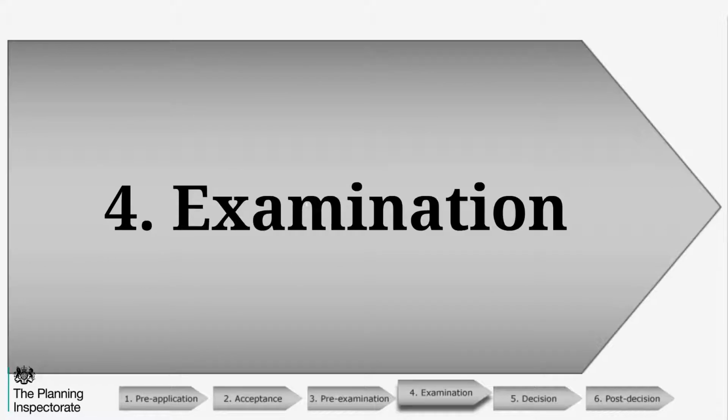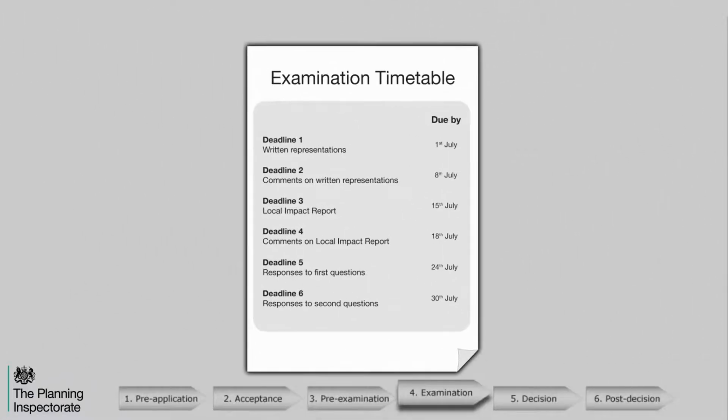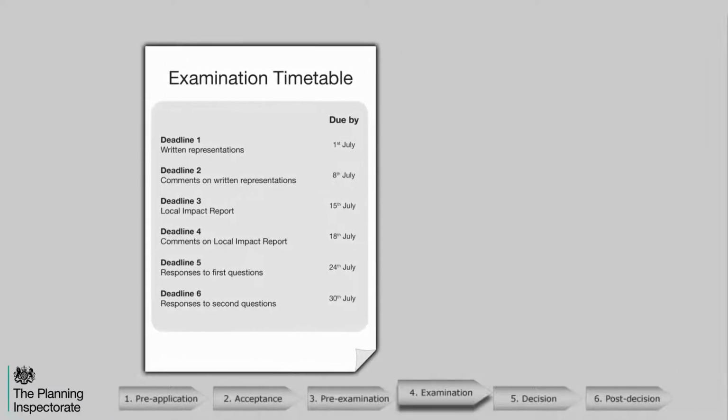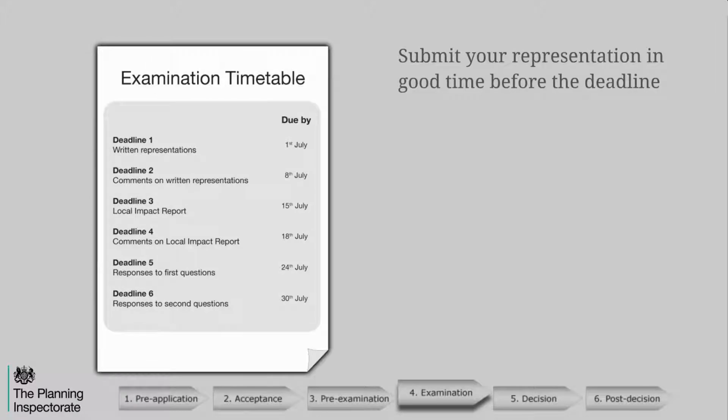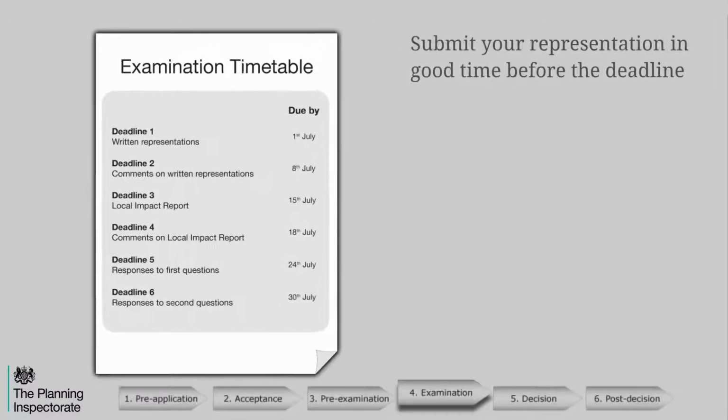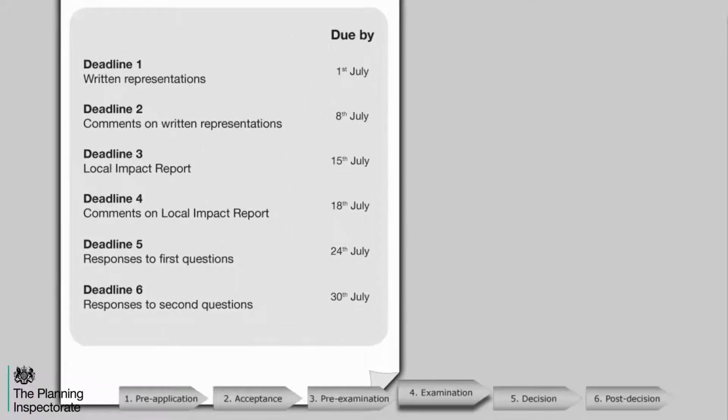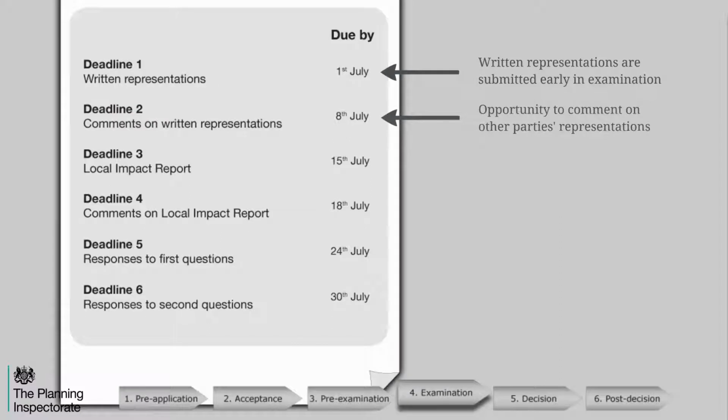The examination stage. The examination timetable, set at the preliminary meeting, provides all the deadlines for the submissions of representations. You should submit your representation within good time of this deadline. Your main submission will be your written representation, which will be requested fairly early in the examination period. If you disagree with what another party has said, you will have the chance to say so by commenting on their representation.